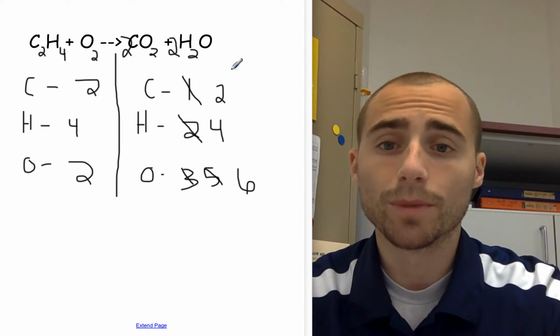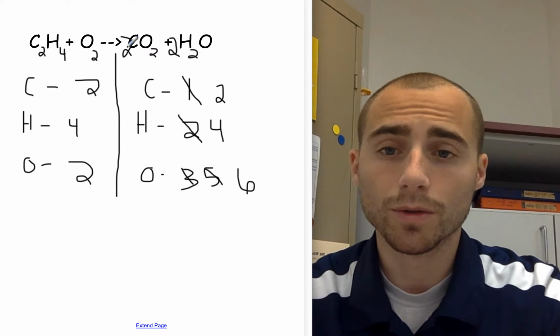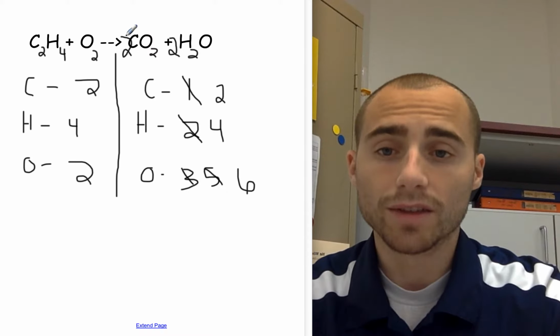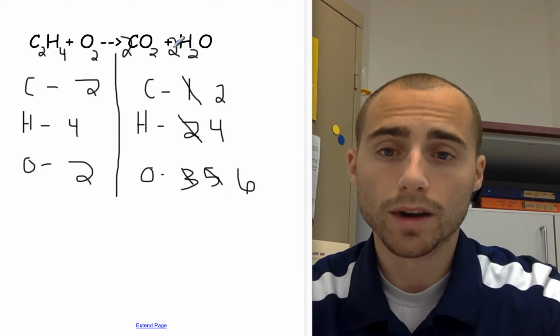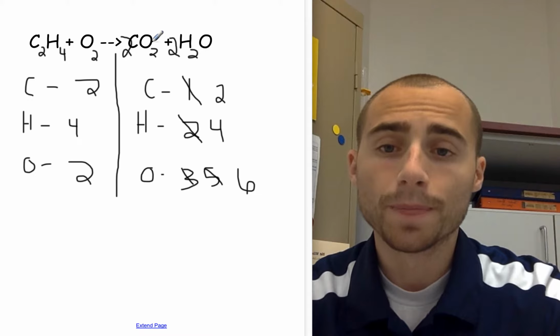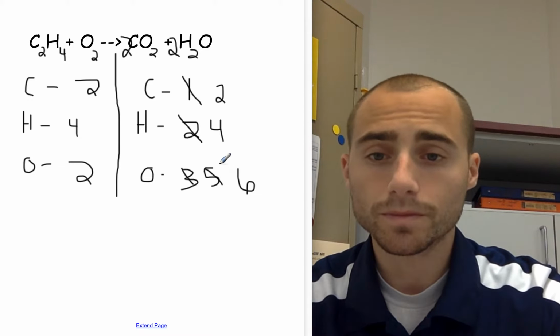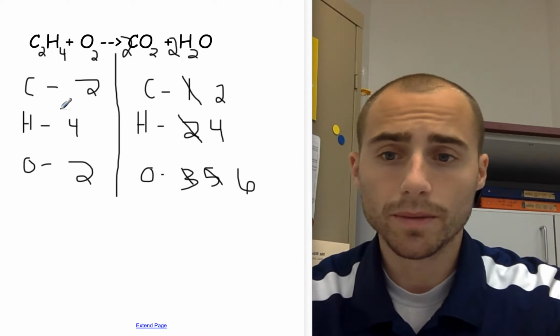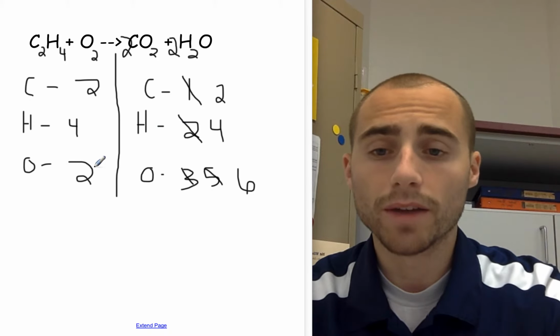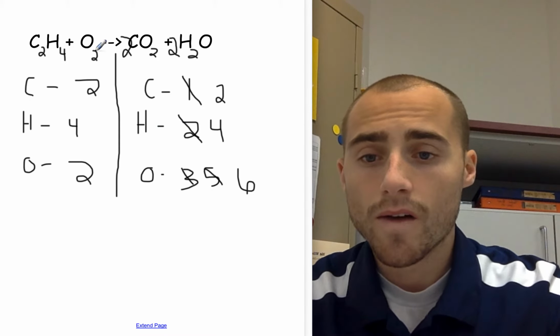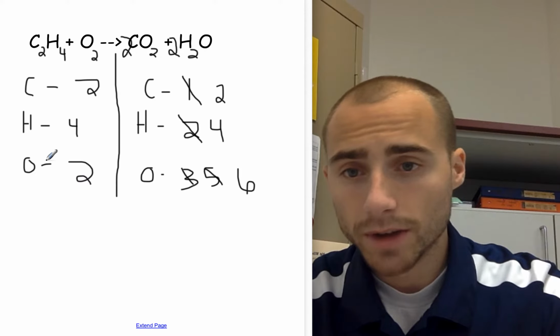See how oxygen has changed a bunch? That's because it's on the back end of some of these molecules and we have to keep changing it. So we put a 2 here, that changed it to 4, and a 2 here, that changed that to 2. 4 plus 2 is 6. So now our carbons are balanced. Our hydrogens are balanced. All we have left to balance is our oxygens. We have 6 over here, so we have to look over here.